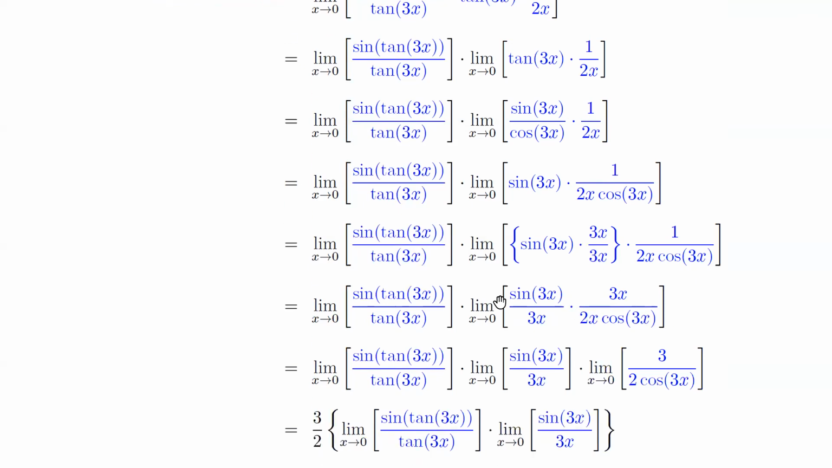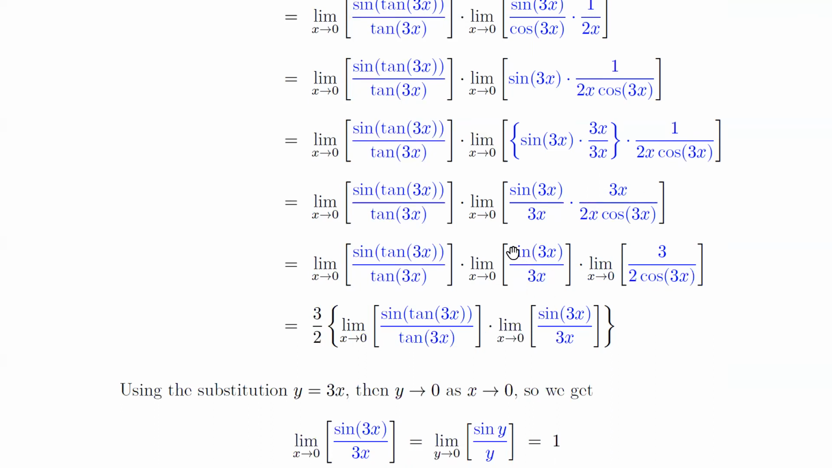So we rewrite it like this. The 3x in the numerator goes with this term. And this entire product, I can write as the limit of the first term times the limit of the second term. This, again, we'll have to work out using a substitution. Now, this x cancels with this x, and we end up with 3 over 2 cosine of 3x in the third term. This we can easily work out because as x approaches 0, cos of 3x approaches 1. So this limit here is just 3 over 2. And this 3 over 2, I can write at the front because I know what the answer is.